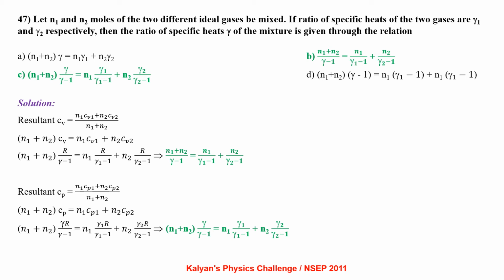Resultant Cp equals (N1 Cp1 + N2 Cp2)/(N1 + N2). Cross multiplying, (N1 + N2) Cp = N1 Cp1 + N2 Cp2. Rearranging the terms, we have (N1 + N2) gamma/(gamma − 1) = N1 gamma 1/(gamma 1 − 1) + N2 gamma 2/(gamma 2 − 1).